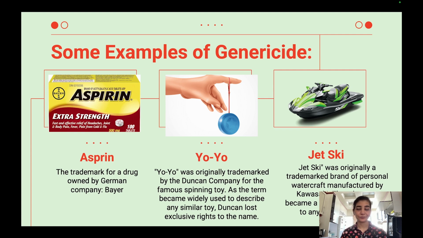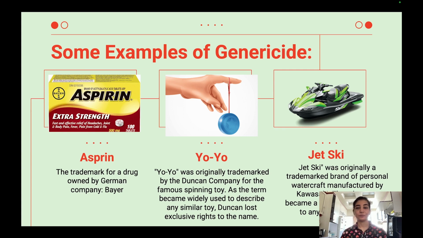Another example is the toy yo-yo. Yo-yo was a toy that was manufactured by a company called Duncan Company. As it became famous and popular among people, today we call any similar toy a yo-yo, which is a common name now. But before, yo-yo was a brand.